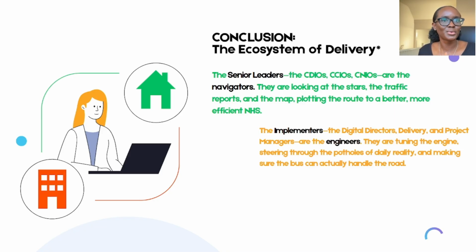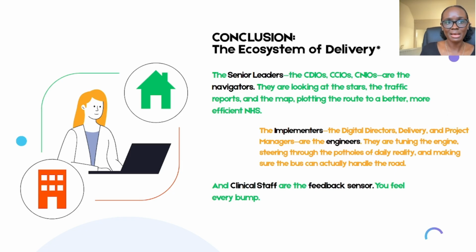They power through the potholes, the daily realities. They talk to the frontline people to understand the pain points, and they make sure that the boss of digital health actually gets on the road and keeps driving on the road. And the clinical staff, or the people that are actually using the system the strategy is being implemented with, are the feedback sensors. They feel every bump and they complain and say, oh, it's bumpy here, it's bumpy there. Let's pull a different route. So that's how it all comes together for digital leadership and strategy.